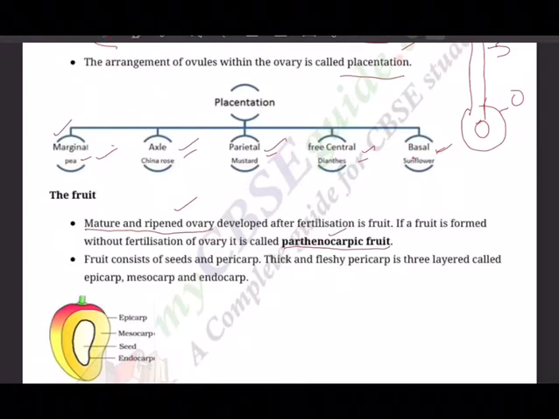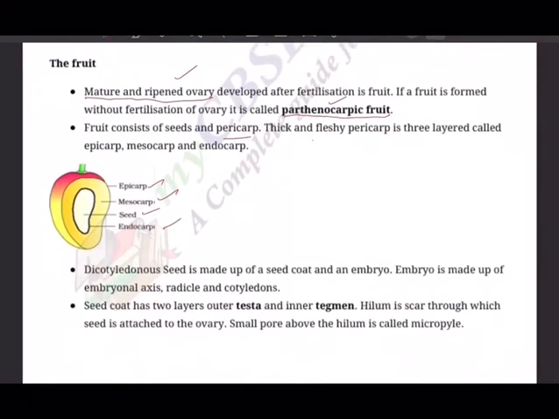And fruit, of course, when you take the vertical section, it consists of seeds, then the outer layer, which is called pericarp. Thick and fleshy pericarp is 3-layered, and the outer one is called epicarp, the middle one is called mesocarp, and the hard inner one is endocarp. So fruit has got 3 layers, and inside the fruit there will be seeds.